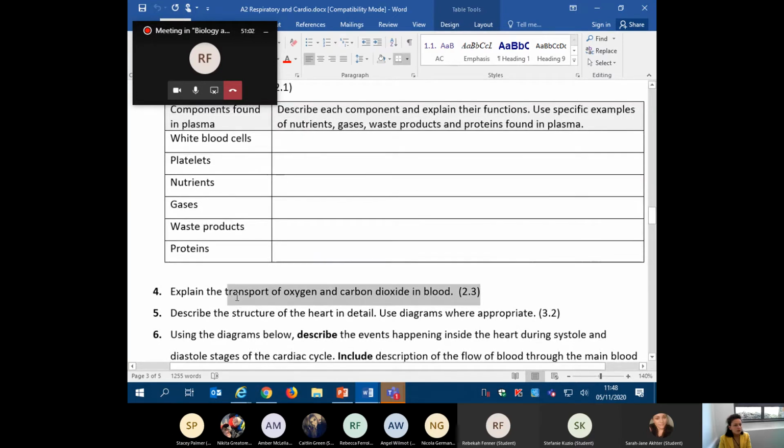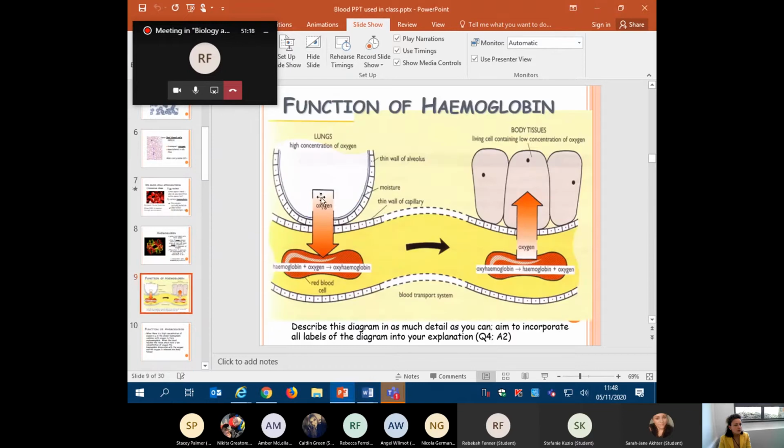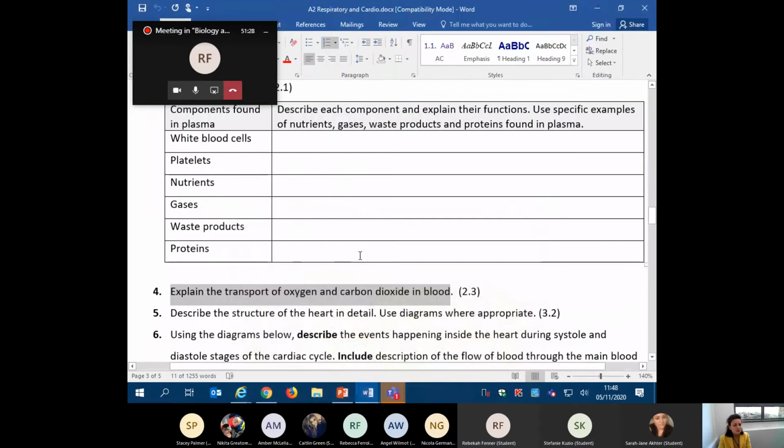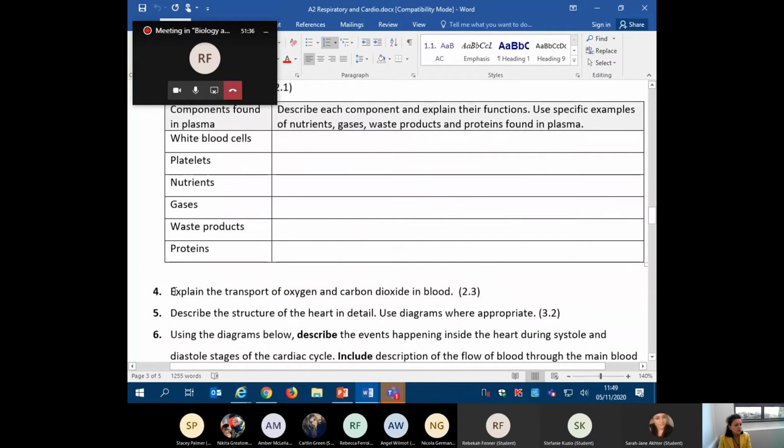So then the next bit, can you see here, explain the transport of oxygen and carbon dioxide in blood. We have not done carbon dioxide yet, but we have talked today about transport of oxygen. So that slide, which we saw earlier, we asked you to describe it in detail. Essentially, that's part of that question. Okay? All right. So in essence, you already have the beginning of that question done today. So basically what we've done is question 2, question 3, and part of question 4.